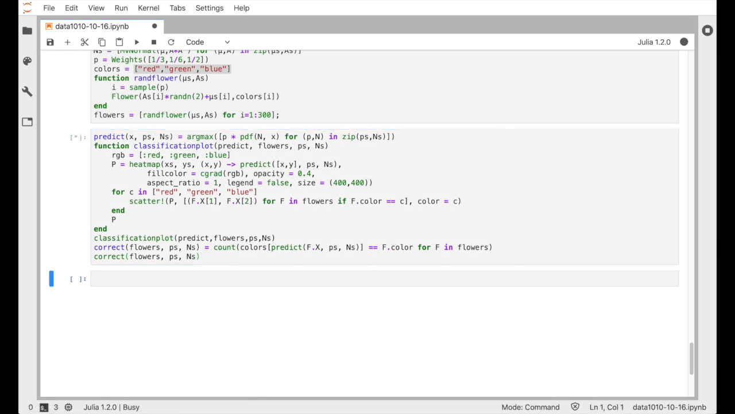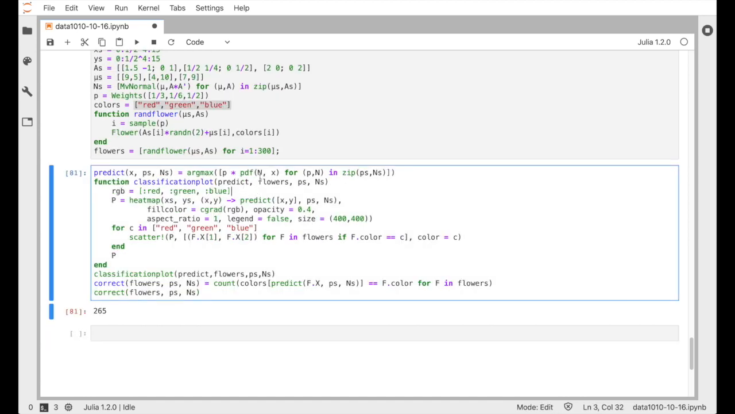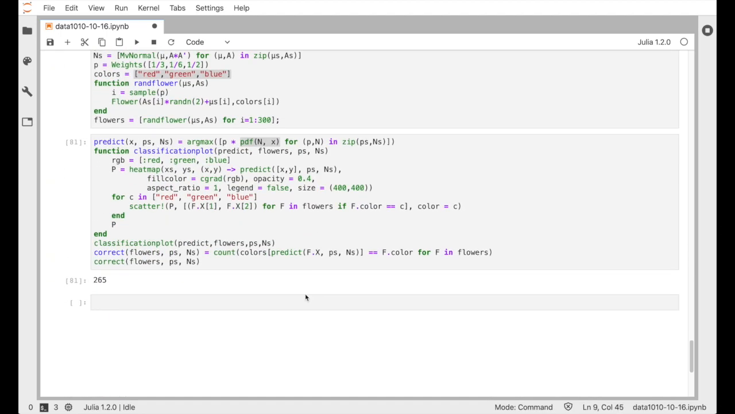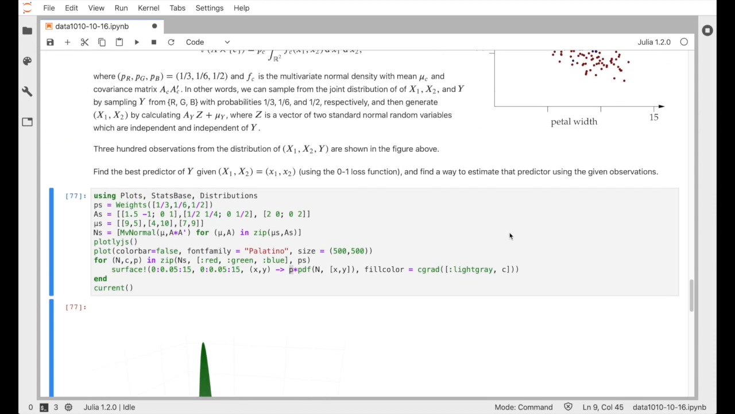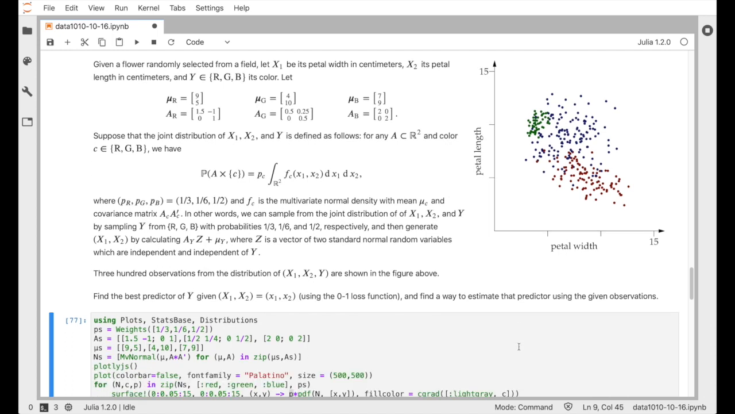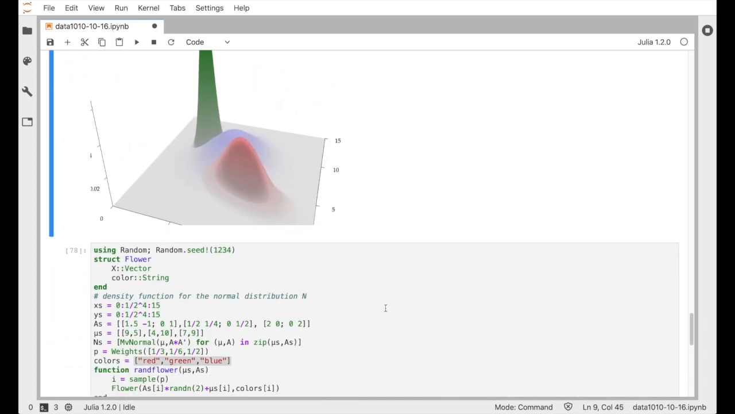And then we can actually call this function with the flowers we have, and we see that we get 265 of the 300 correct. So we sort of cheated here because we used the actual probability density function for the measure that's generating these data, which is shown here. And what we'd like to do is figure out how to look at the original data, for example, looking at these observations here, and come up with that estimate without having to cheat and know what the underlying probability measure is.